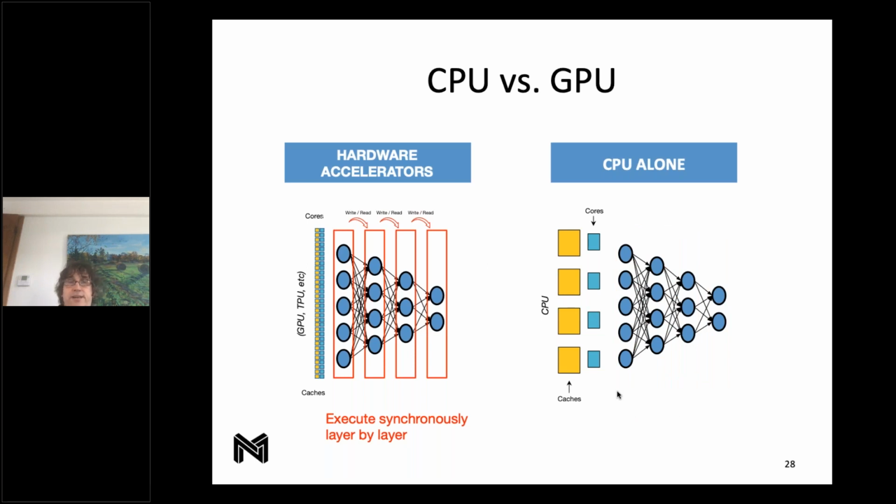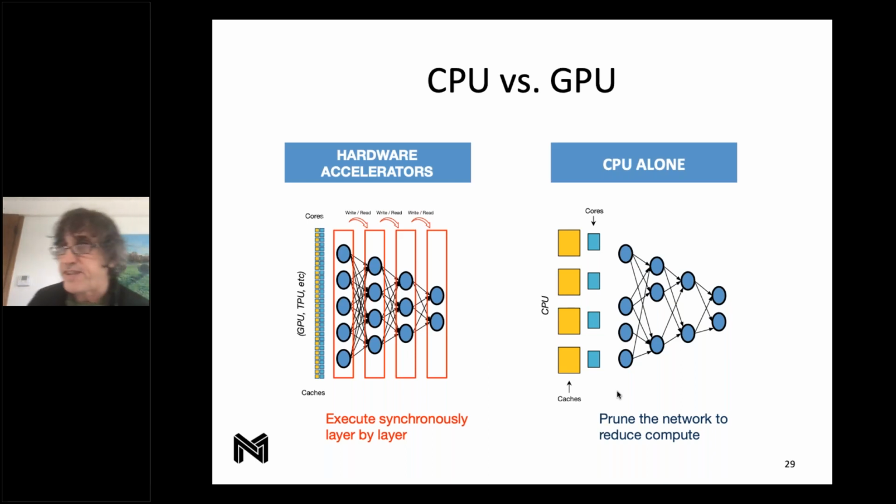So what Neural Magic does, okay, is we take that graph, and without losing accuracy, as I have shown you, we prune the network to reduce the compute. And pruning reduces the compute, and you can do that while keeping the accuracy within 1% of what it was before. Sometimes pruning actually improves accuracy.